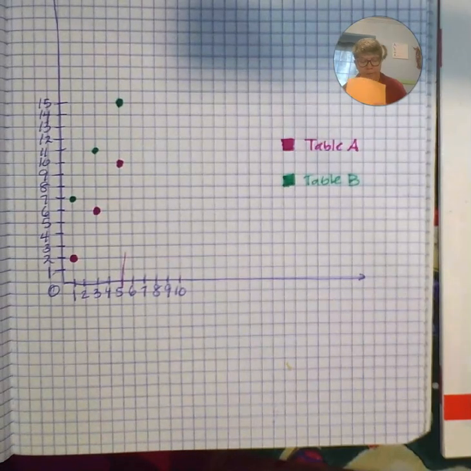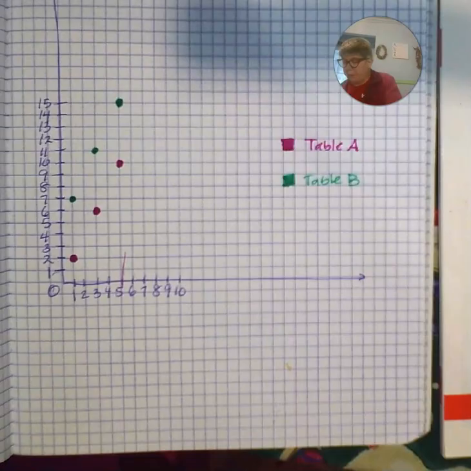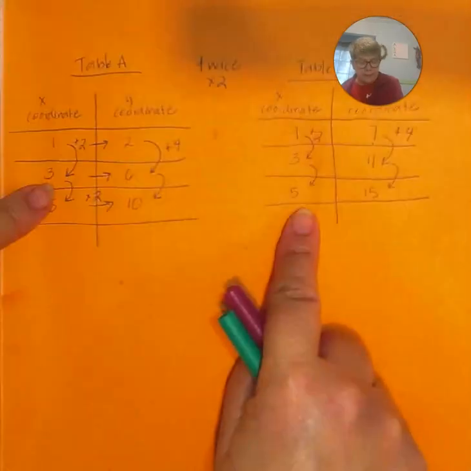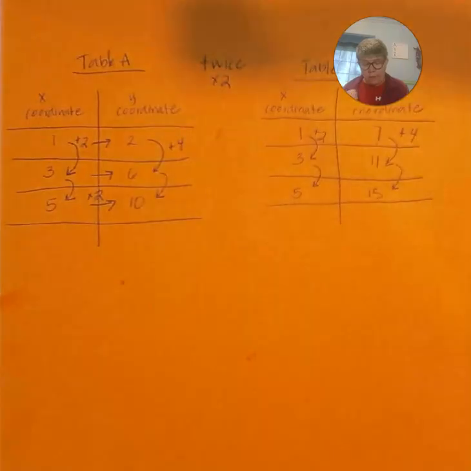Let's talk about it a little bit. In both tables, we determined that the rule for the x-coordinate was add 2. Remember? Add 2, add 2. We had the same. And the rule for the y was to add 4. Where can we see these rules in the graph for each set of points?